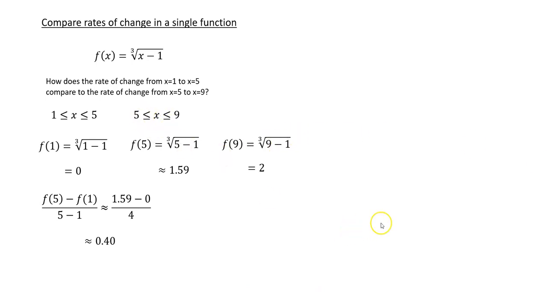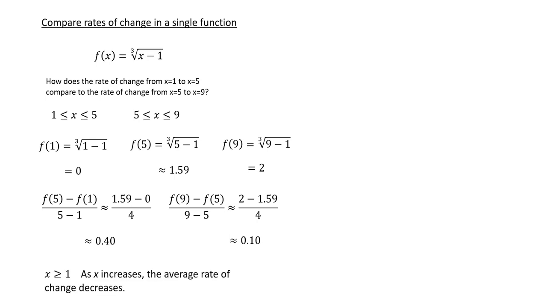From 5 to 9, we'd have f of 9 minus f of 5, so we have those two values, and then the 9 minus 5 on the bottom, and so the change in that interval is approximately 0.1. So now, which value is bigger?